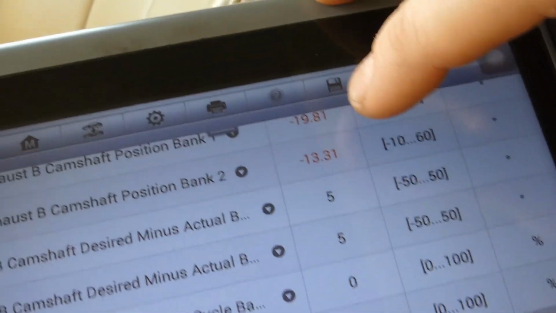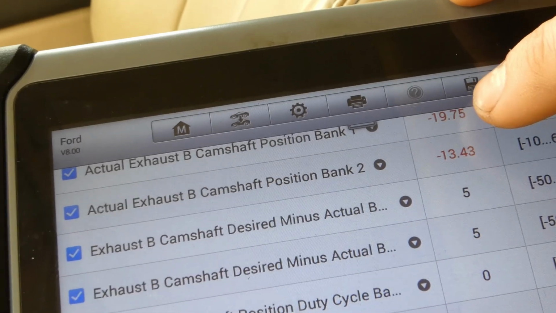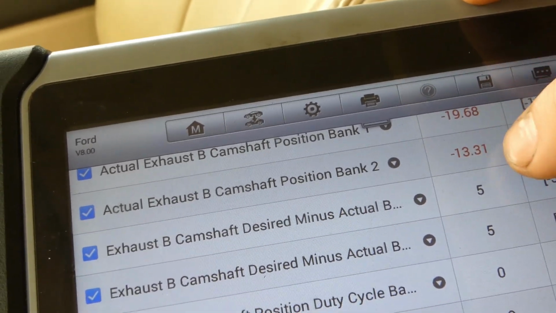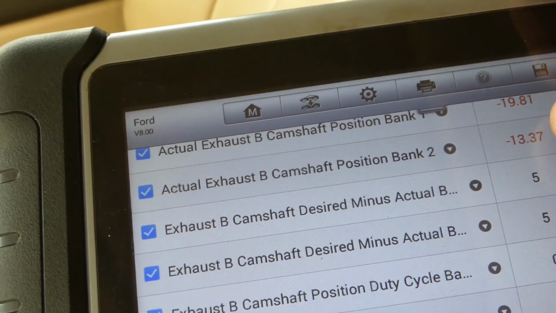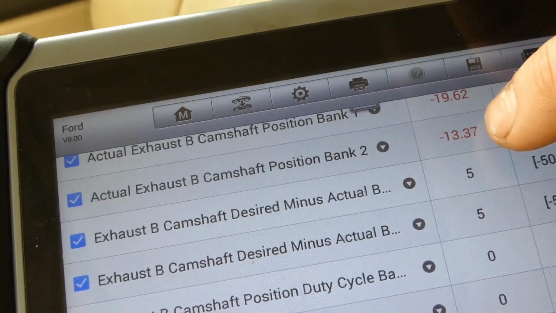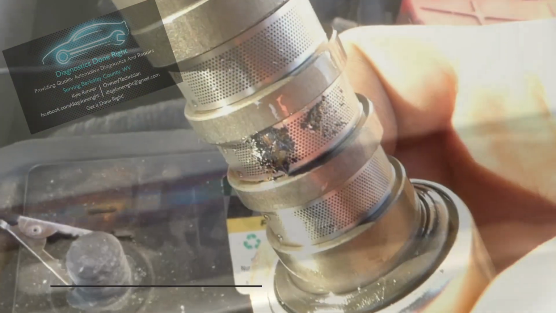Alright, it's been about 10 minutes. I got my data PIDs. We can already see that there is an issue on bank 1 and possibly bank 2. I don't know.